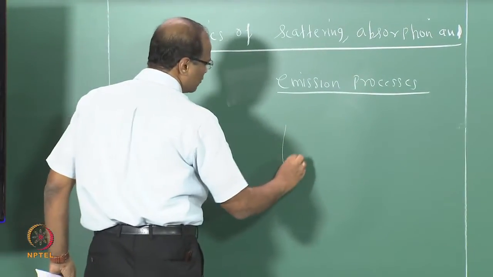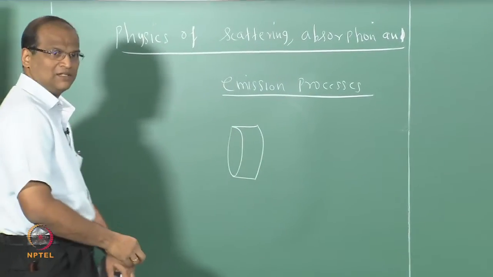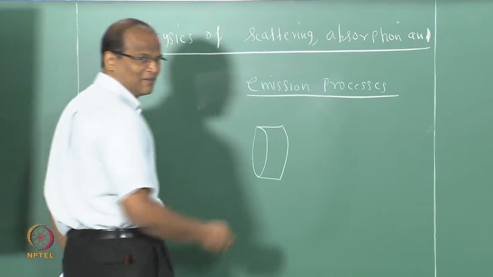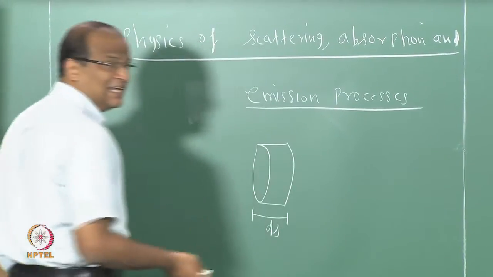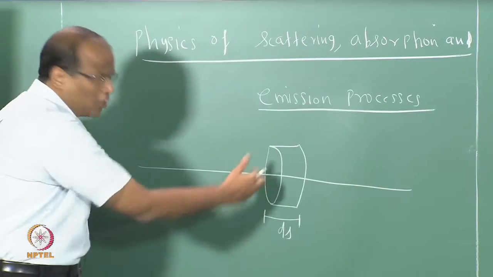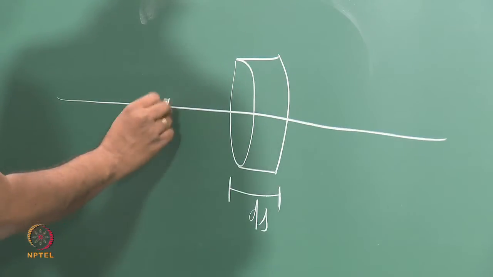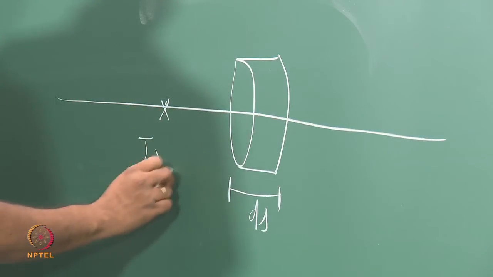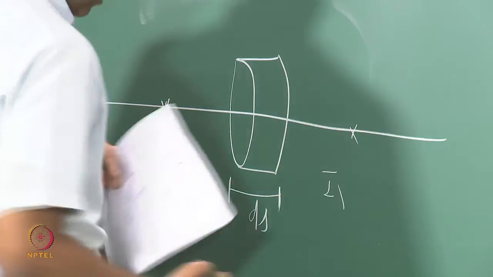So consider a small control volume. This ds, radiation is going through that. This is a small gas volume; we call it an elemental gas volume. The intensity here is I lambda at S, and the intensity here is I lambda at S plus dS.